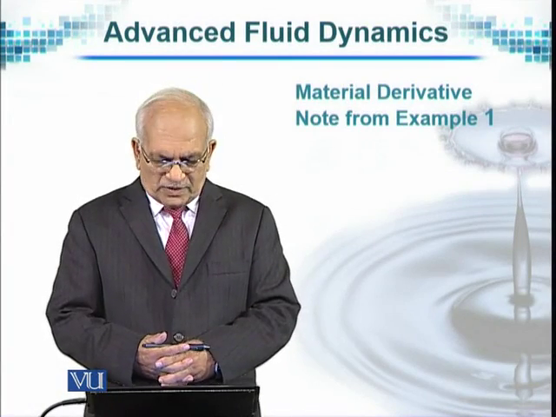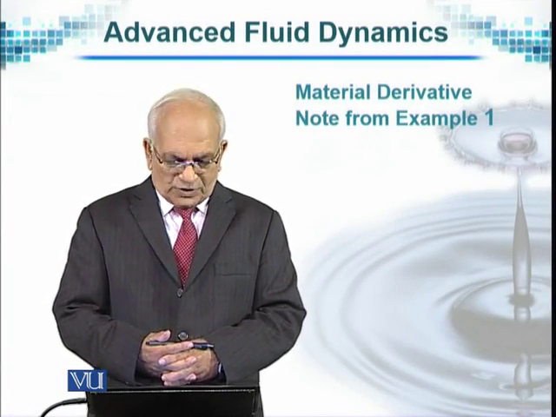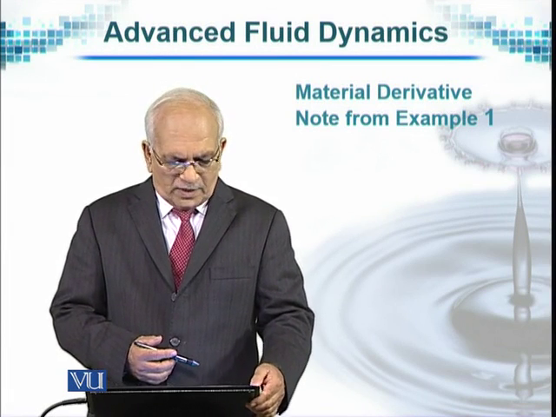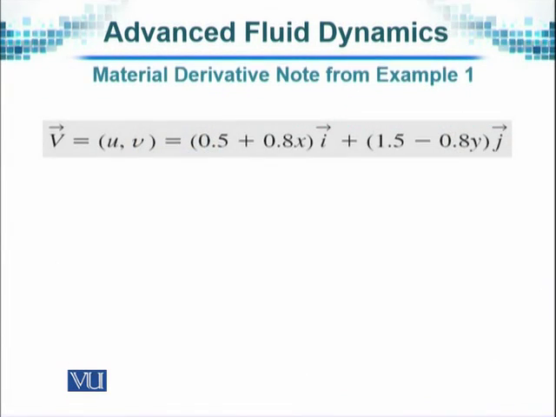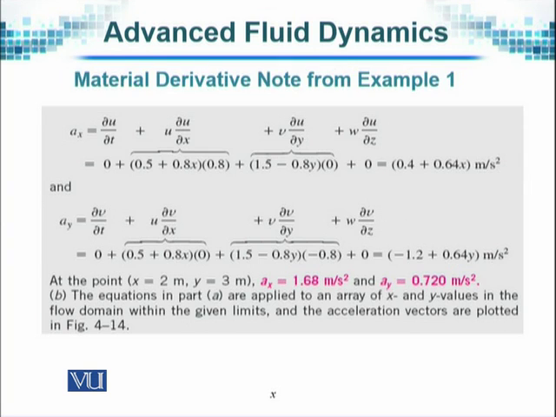So we continue with the same example in which the velocity field is given to us in a two-dimensional situation, where the components u and v of the velocity are as indicated in the velocity vector in two-dimensional motion. i, j are unit vectors in x and y respectively, and this time by using the formula for material derivative we try to calculate the acceleration field and its relevant components.